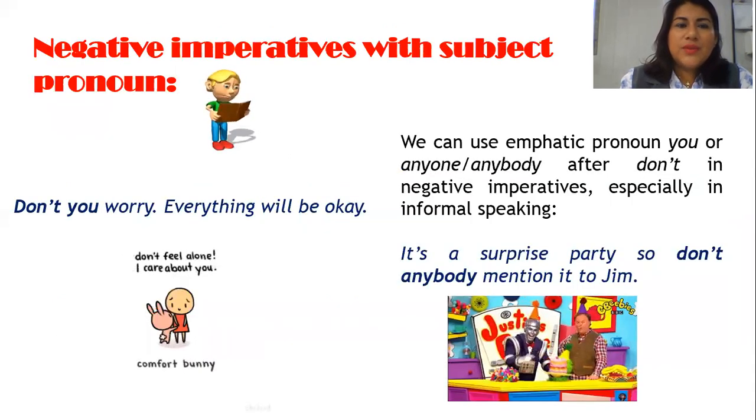Negative imperatives with subject pronouns. We can use the pronoun you or anyone, anybody after don't in negative imperatives, especially in informal speaking. Don't you worry, everything will be okay. It's a surprise party, so don't anybody mention it to Jim.